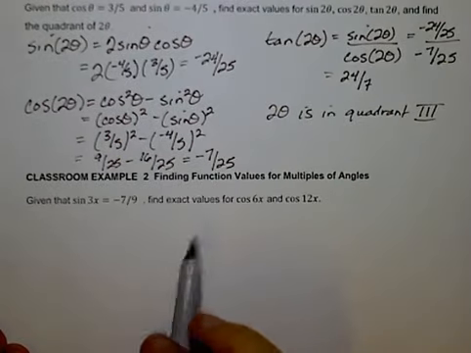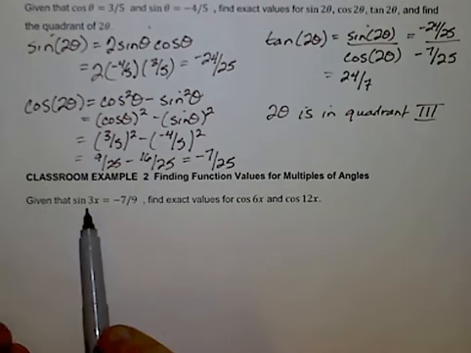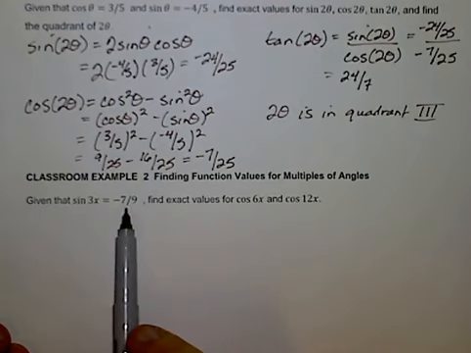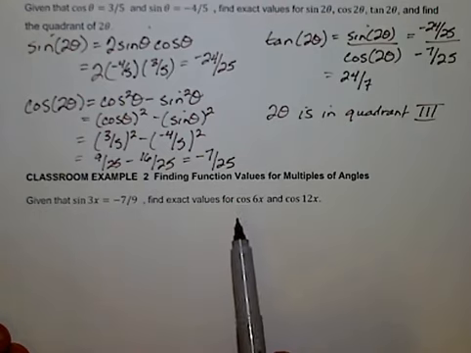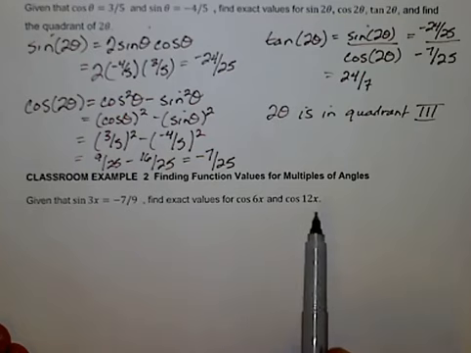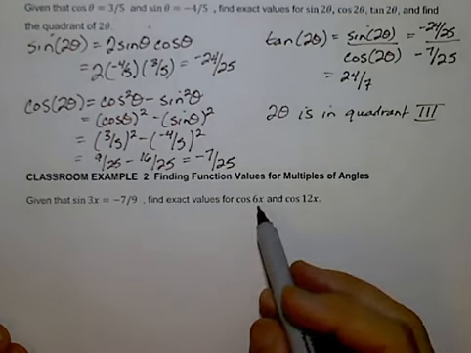Let's look at another example. This one, we know that the sine of 3x is equal to negative 7/9. And we're trying to find exact values for the cosine of 6x and the cosine of 12x. Well, let's start with the cosine of 6x.